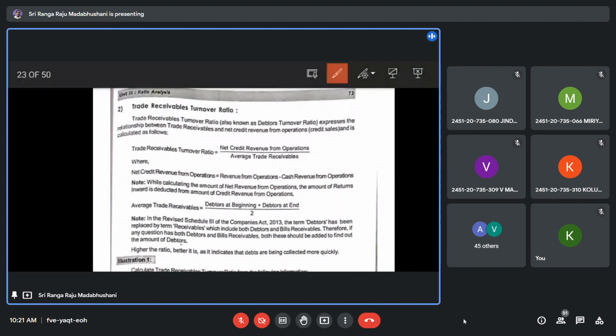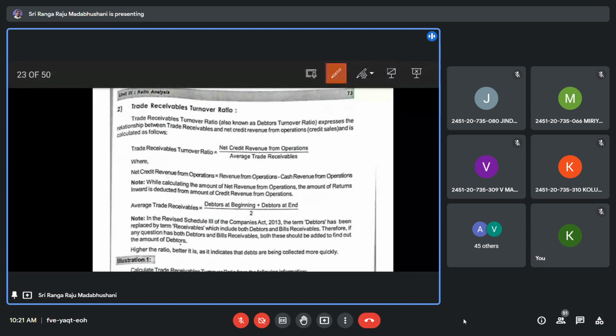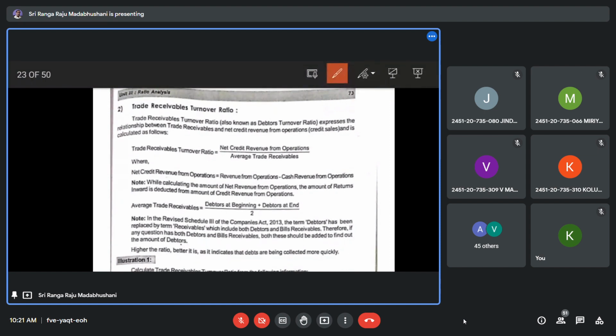Okay, earlier it was debtors. Now the change from the Companies Act 2013: instead of debtors, we are going to refer to it as receivables. Note that in the revised Schedule 3 of the Companies Act 2013, the term debtors has been replaced by the term receivables, which includes both debtors and bills receivable. Therefore, if any question has both debtors and bills receivable, both should be added to find out the amount of debtors. Higher the ratio, better.